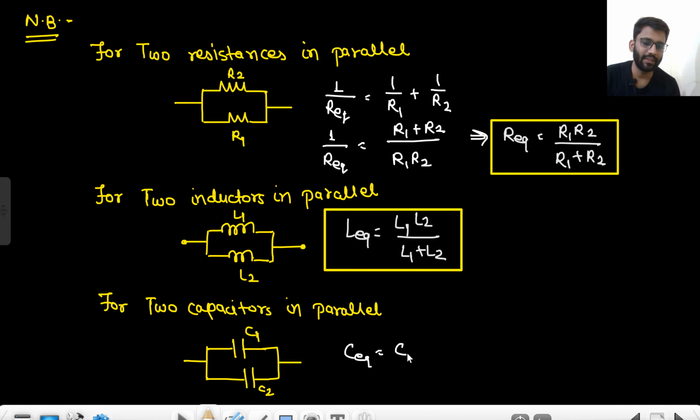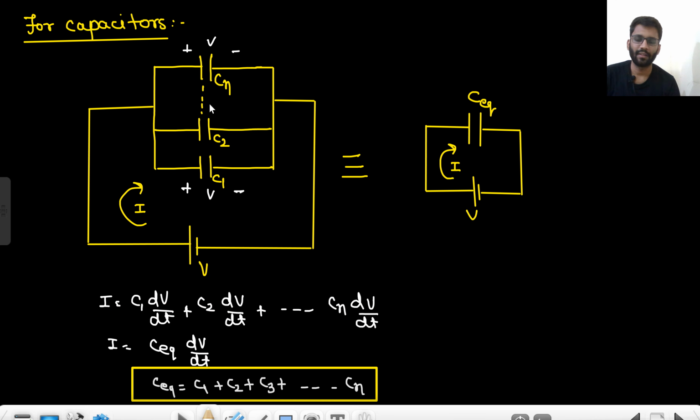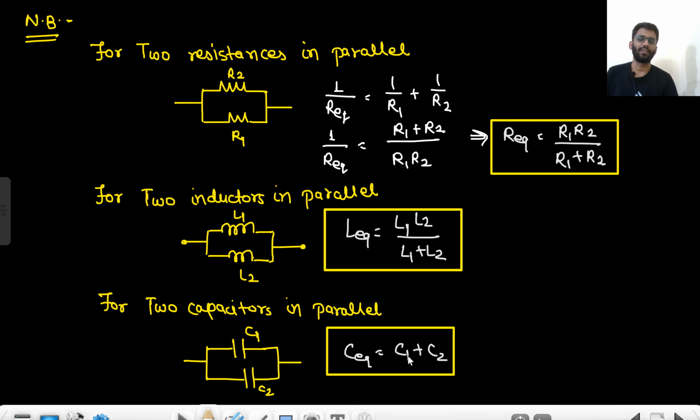No, it will simply be the addition. Why so? I just derived it. For parallel combination it is C1 plus C2 plus C3. So if two are connected, it is basically C1 plus C2. That's it. If they were connected in series, then the formula would be C1 C2 upon C1 plus C2. So I can write it here as well. Capacitors in series.